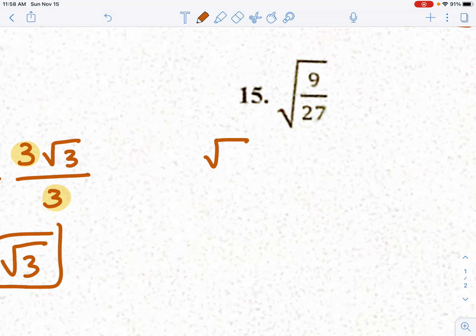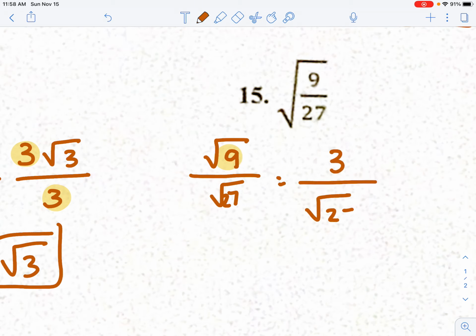Last one here. Break it apart. So I've got the square root of 9 over the square root of 27. All right, the square root of 9, that is a perfect square. That would just be 3. I've got the square root of 27. Now the square root of 27, all right, we got to break that apart. I think that will break up into 9 and 3. So I've got the square root of 9 and the square root of 3.